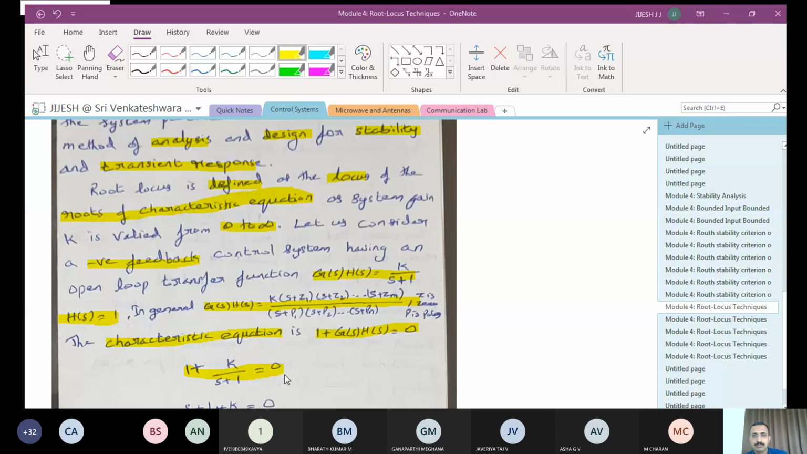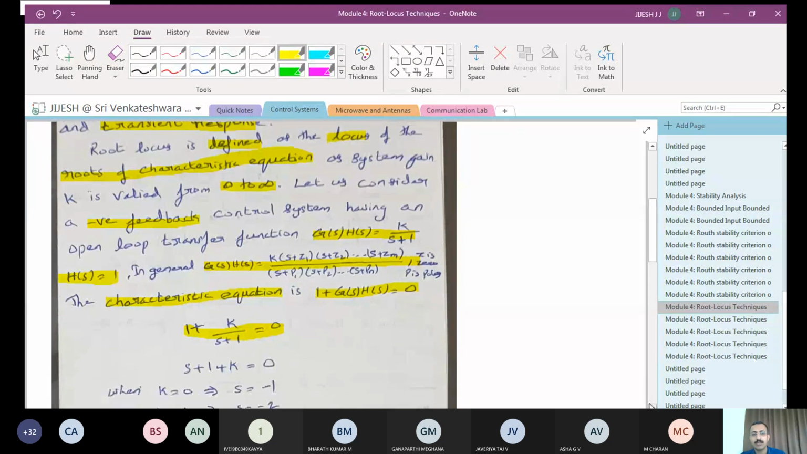Yes, sir. Okay. So we have used the characteristic equation, and we know that H(s) is taken as 1. For G(s) H(s) we have substituted K divided by s plus 1. So till there we have done. When you simplify it further, you get s plus 1 plus K is equal to 0.